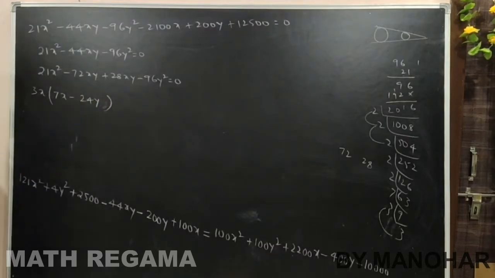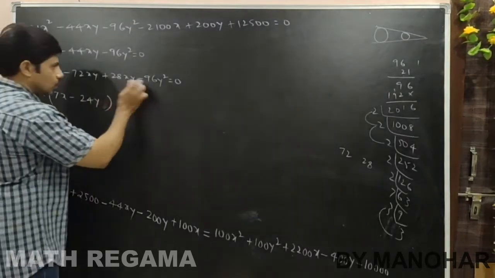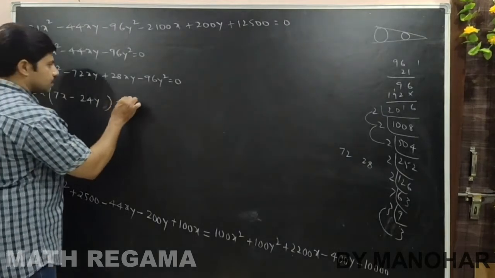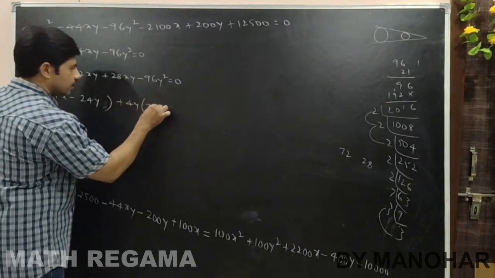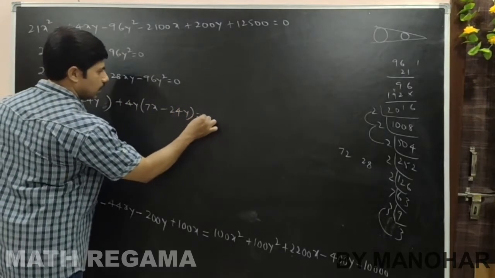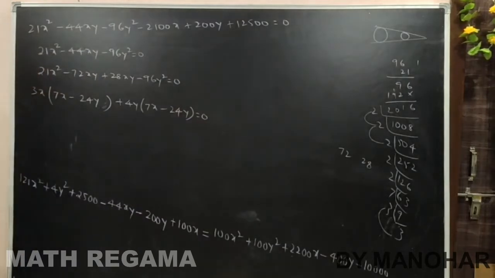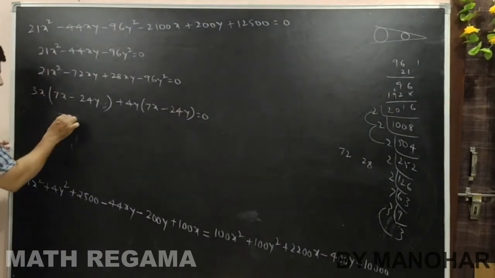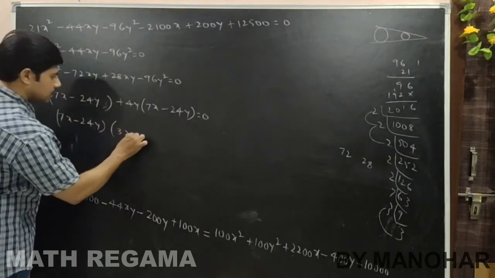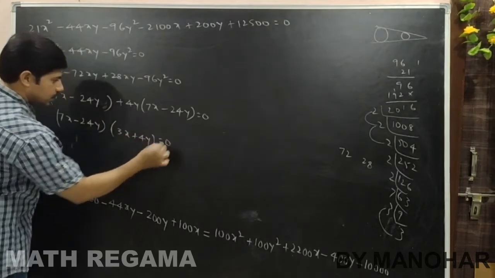7x minus 24y. Then after that, from the next two terms I have to take common: 28xy and 96y square. I think we can take 4y common. Plus 4y common, 4 sevens are 28, then 4 24s are 96. No doubt in this. Is equal to 0. 7x minus 24y is equal to 0. So after factorization, we got 7x minus 24y into 3x plus 4y is equal to 0.